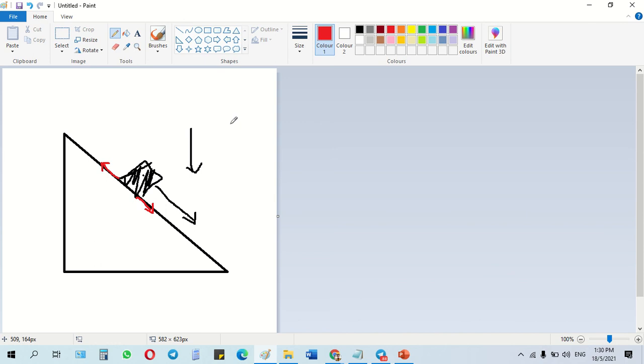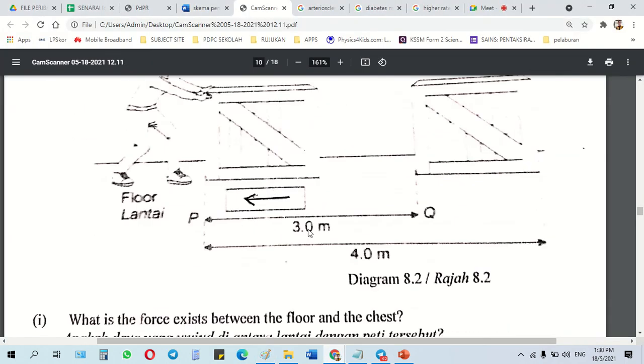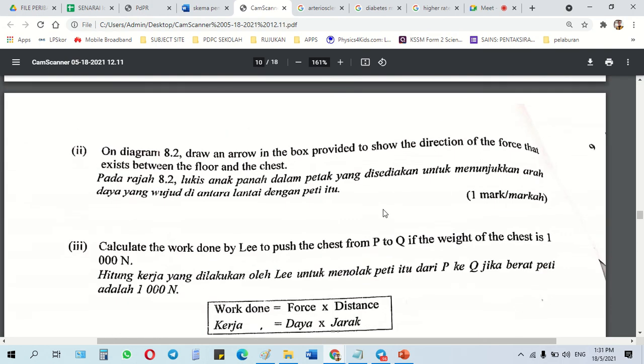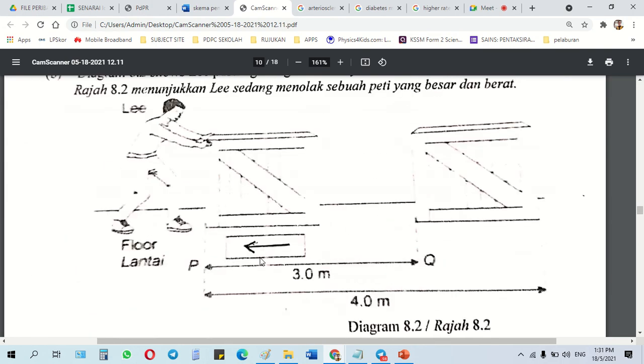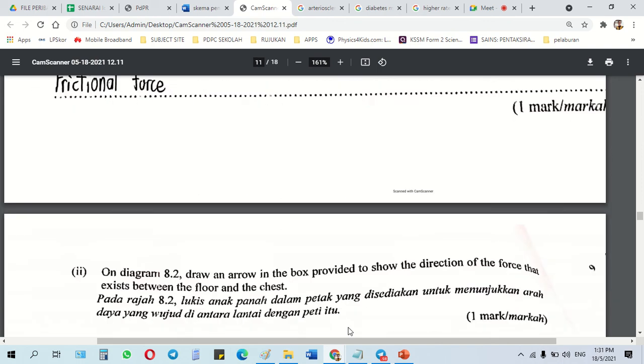Okay. So ni soalan macam ni belum keluar lagi lah. So dekat sini senang soalan dia. Okay, next. Calculate the work done by Lee to push the chest from P to Q if the weight of the chest is 1000 Newton. So here the formula je dah bagi, work done W is equal to F times distance. So ambil saja force and then tengok distance dia berapa from P to Q. Okay, P to Q 3 meter. So the answer is 3000 joule.